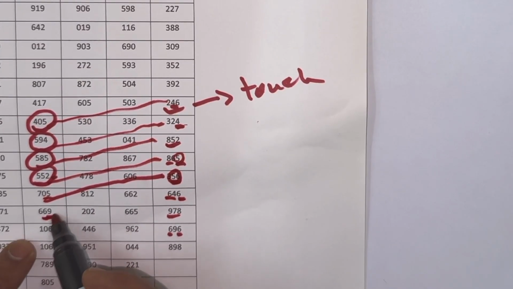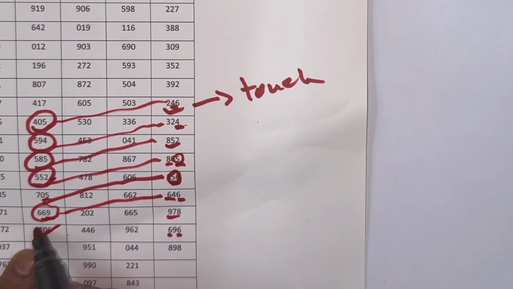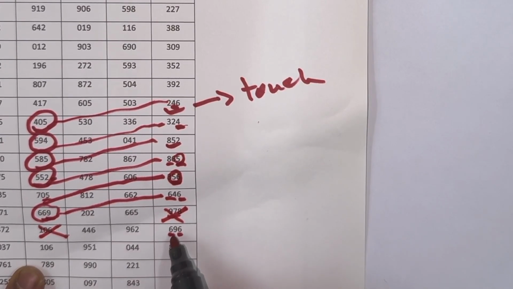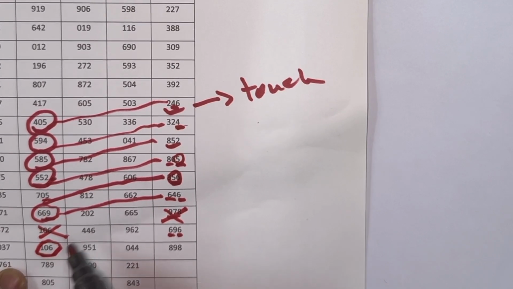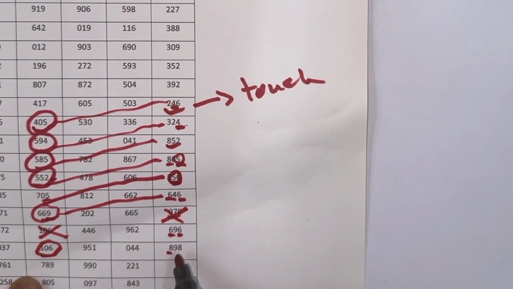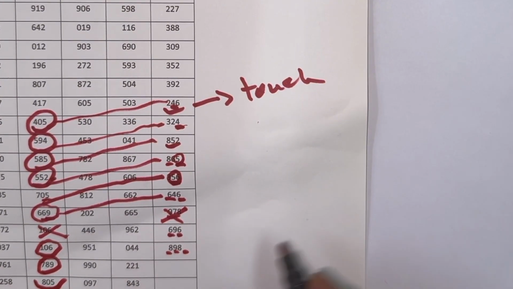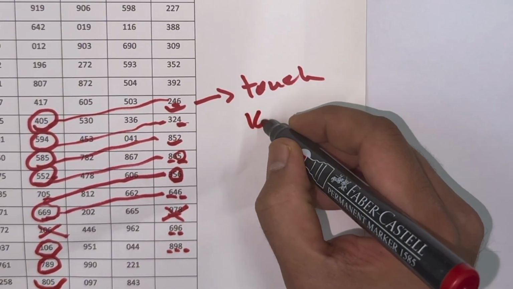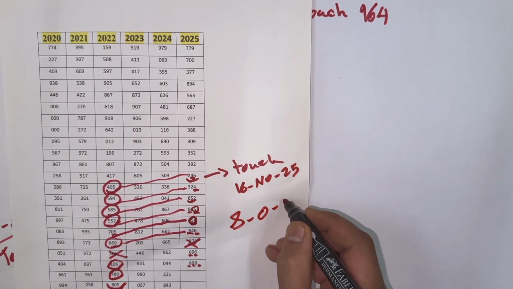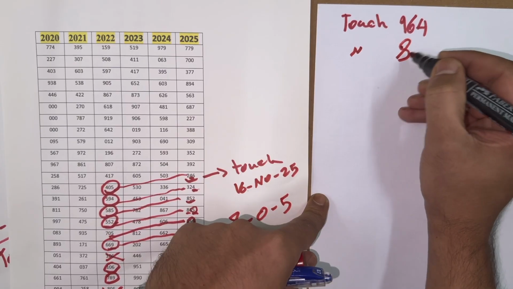6696 touch, as you can see, and 106978 here, no touch. Then we have 106, 6 again, 26, touch. 789 here, as you can see, 8 and 9, touch. The next one we have 805. So touch for 16 November is 805. Correct? Touch 805.